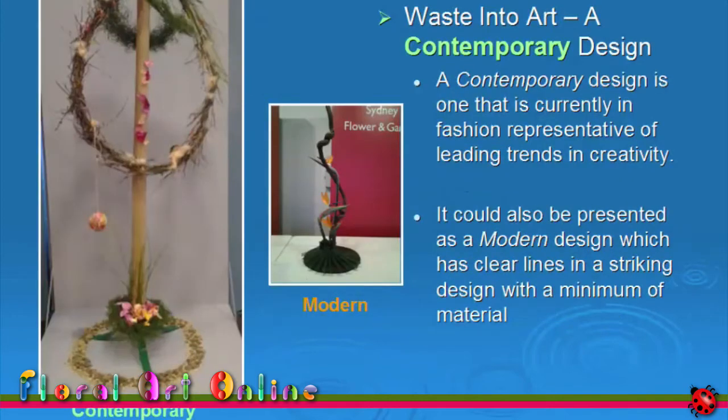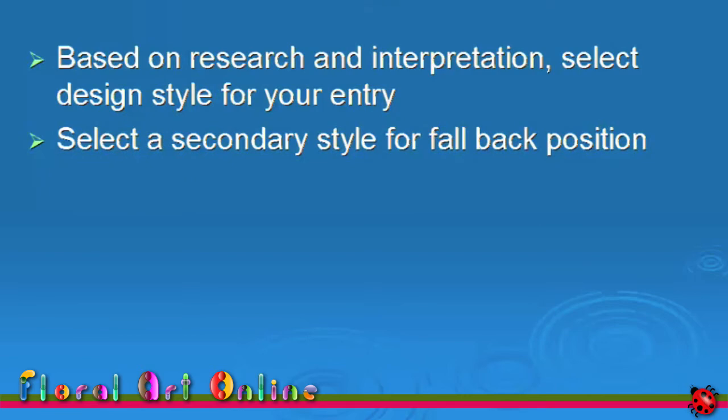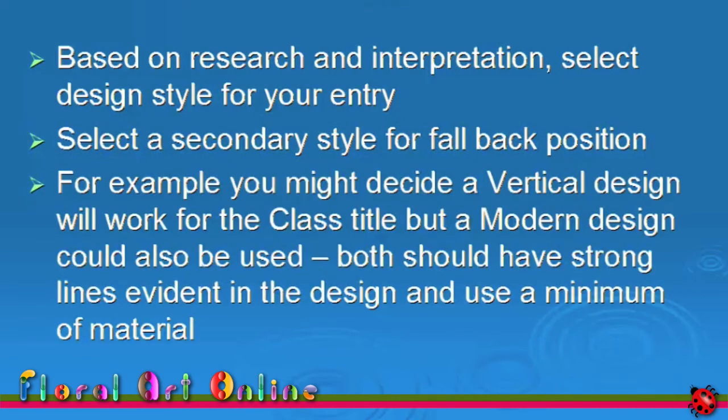Here now are two examples of the same class title using different design styles. The class title was Waste into Art. The design on the left is a contemporary design, meaning it's showing techniques and trends that are at the leading edge of floral art today, or when it was done. The design on the right is a modern style, clean, clear lines and a minimum of plant material. Based on research of the class title, you should select the design style for your entry and then select a secondary style for a fallback position in case you have issues when developing the actual design itself.